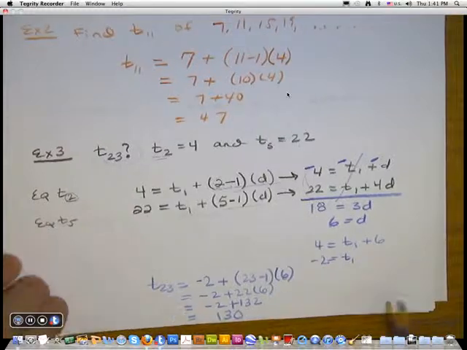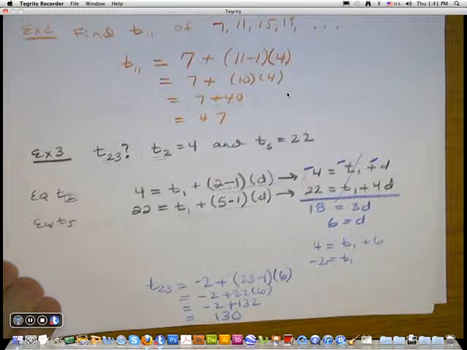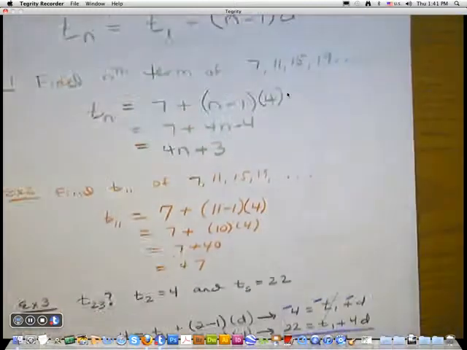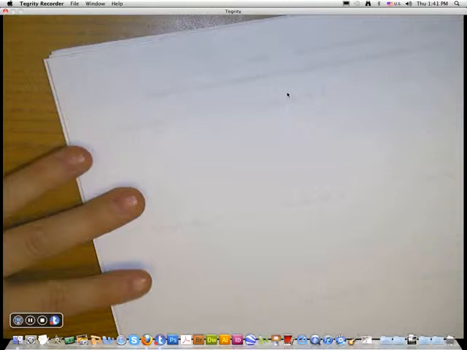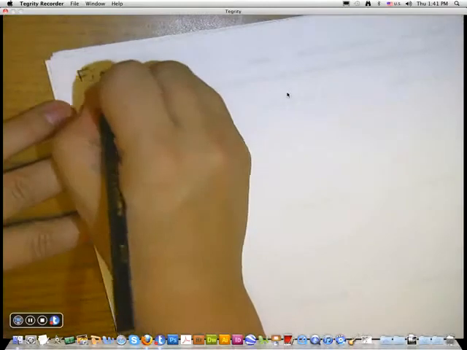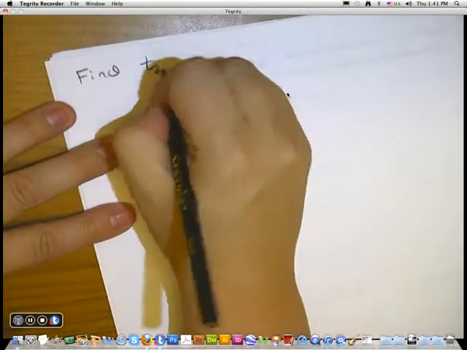So example number 4 is another one of these. We're going to try it again. I'm going to set it up, and then I'm going to ask you to pause the video so that you can try it on your own. So you're going to find the 20th term.